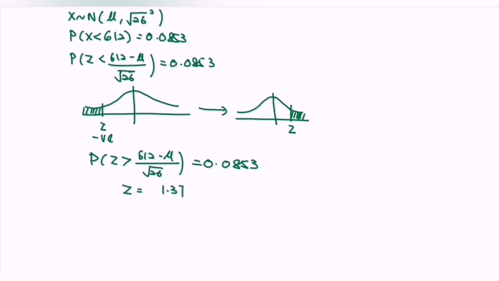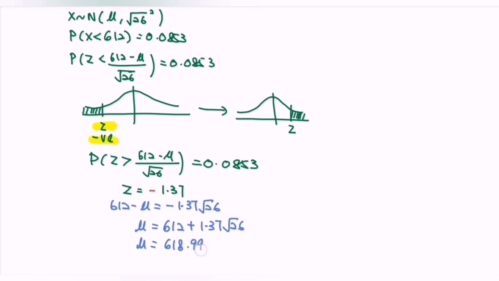So do remember, our original z is a negative value, meaning that the value of z must be negative. So kindly substitute: 612 minus mu is equal to negative 1.37 multiplied with the square root of 26. So mu is equal to 612 plus 1.37 multiplied with the square root of 26. So the value of mu is equal to 618.99 ml.